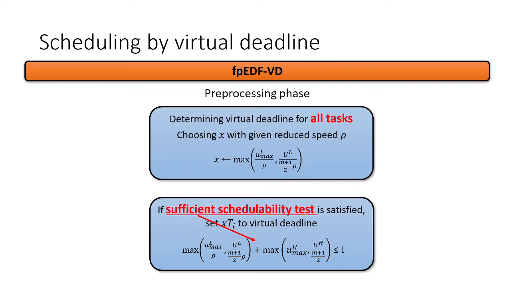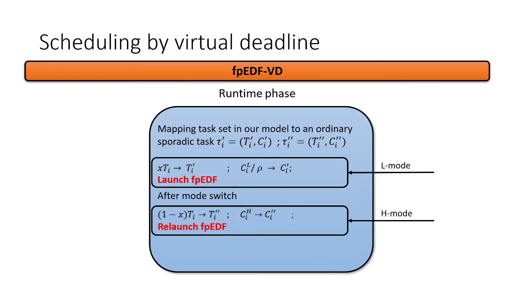We proposed our sufficient schedulability test. If this test is passed, we set the virtual deadline to all tasks. The second step is the runtime phase. It maps our task set to the non-MC sporadic task set.